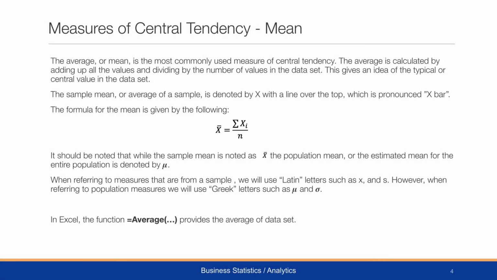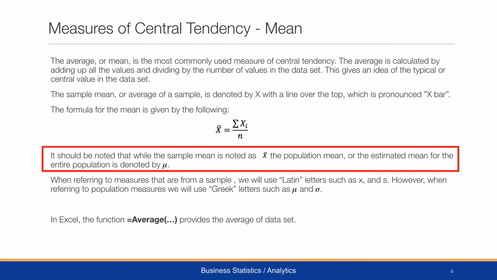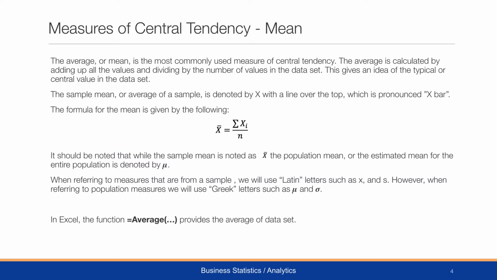So it should be noted that while the sample mean is noted as X bar, the population mean, or estimated mean of the entire population, is noted by the Greek letter mu. That's the lowercase mu. When we refer to measures that come from a sample, we will use Latin letters such as X and s. We'll see the s shortly. When we're referring to population measures, we will use Greek letters such as mu, and that's the lowercase sigma.